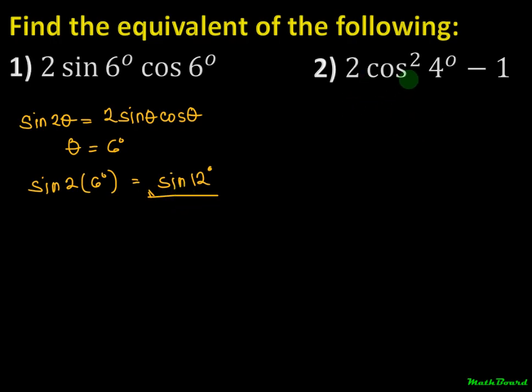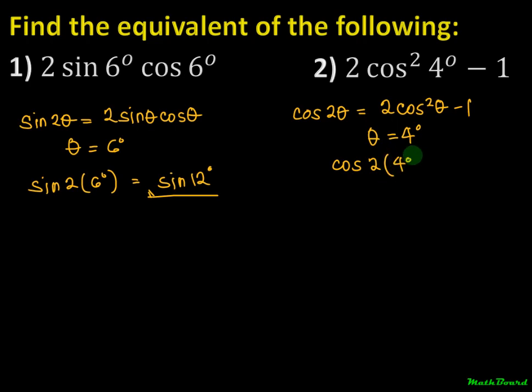How about for 2 cosine squared 4 degrees minus 1? So, this follows from the formula cosine 2 theta is just equal to 2 cosine squared theta minus 1. As you can see, theta is equal to 4 degrees. Therefore, this is the same as cosine 2 times your theta, which is 4 degrees, and that is cosine 2 times 4, 8 degrees. Okay, so ganun lang humanap ng equivalent ng trigonometric expression using the double angle identities.